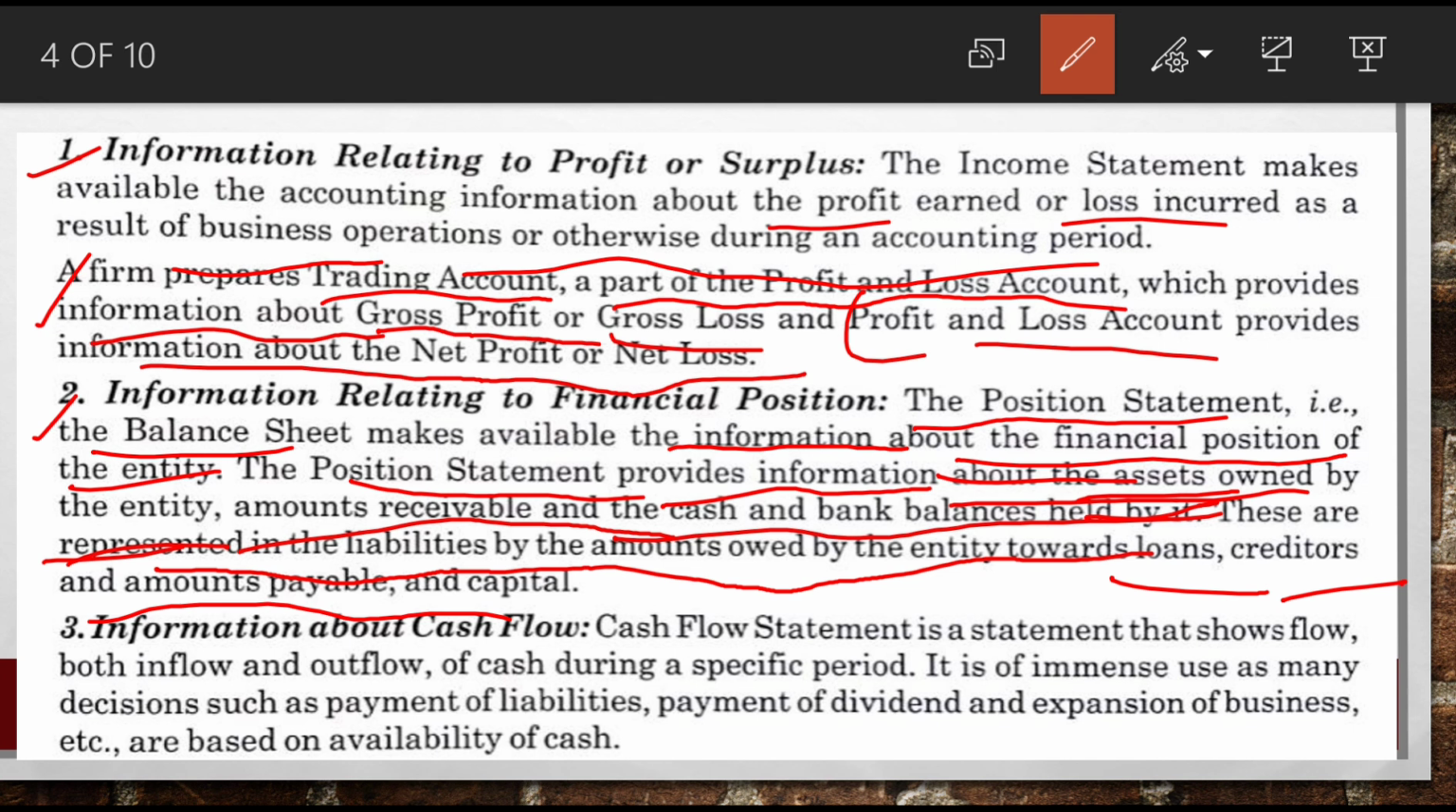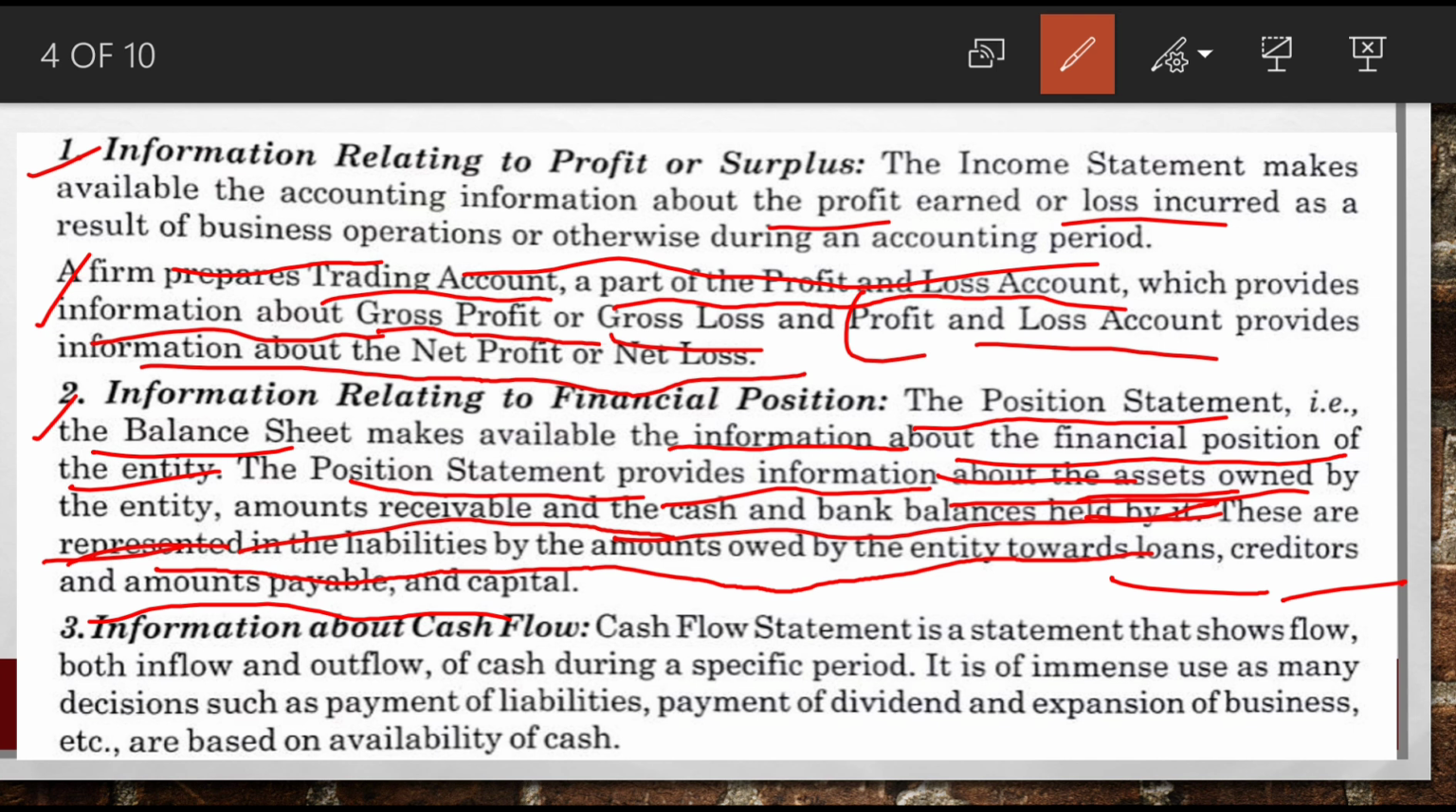The owner is different and the business is different. So we assume the business is a separate person. The business is taking money from the owner, so from the business point of view, the business must give back this capital to the owner. That's why it is a liability. From a business point of view, any amount payable to any other person is called a liability, isn't it?